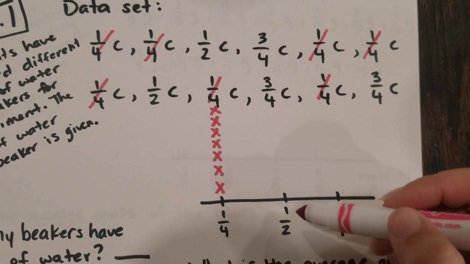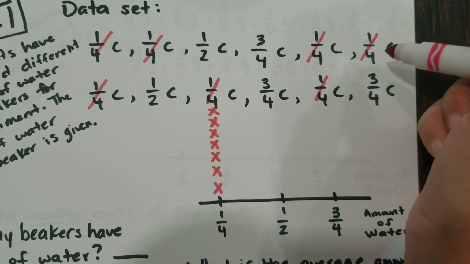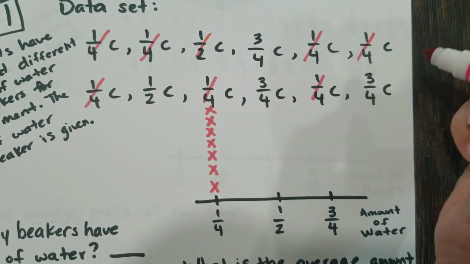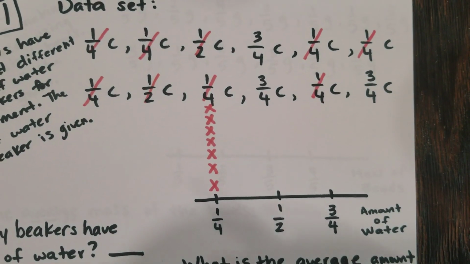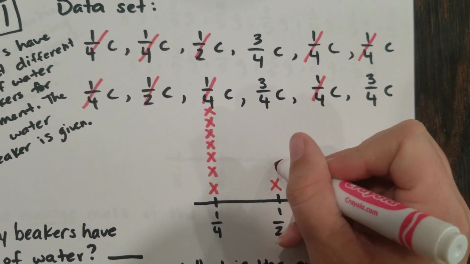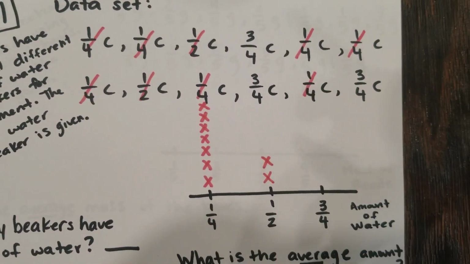All right, the next number I have in my categories is 1/2. So I go back up to my data set. I have a 1/2 right here, 1, 2. So I only see 2 halves. So I'm going to put 2 x's above the half, 1, 2. And then my last category is 3/4, and the rest should be 3/4.